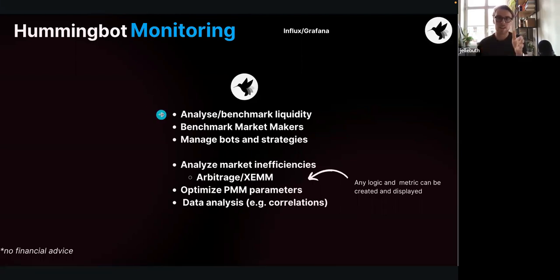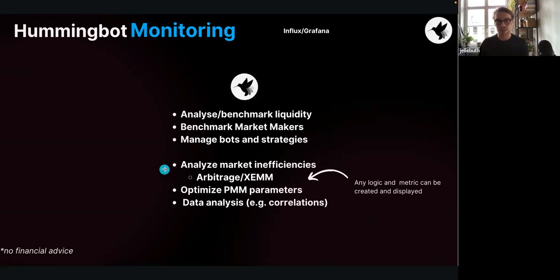So it's not only for analyzing and benchmarking liquidity, like how we use it for token projects, and for our internal tracking of how our bots are performing. It's not only for benchmarking market makers to see how they're performing, how they are providing liquidity, and if they're doing a good job or a bad job. It's not only for managing bots and strategies, but for any logic or any metric that can be created. You can just display it.